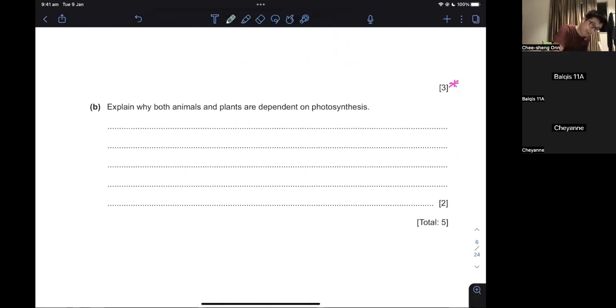Explain why both animals and plants are dependent on photosynthesis. Now, this is a trick question. First of all, you must know what is photosynthesis. Number 2 is why. So that's why there are 2 marks. Now, we're going to go straight to what we know. What does photosynthesis involve? It's not how much you write, but whether you can get straight to the point. Tell me what is involved in photosynthesis, Cheyenne.